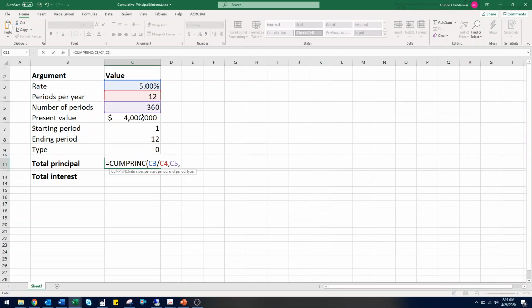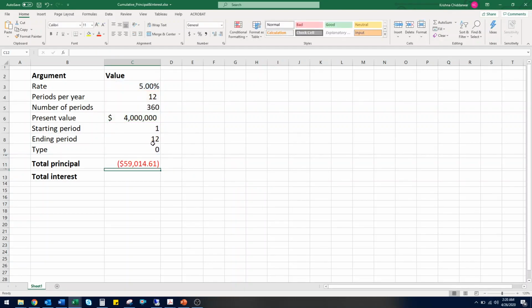present value, that's the amount of money we would be borrowing from a bank or other businesses. And starting period as 1 in cell C7 and end period of 12 in cell C8 and type 0, assuming we would be paying the loan payments at the end of the month. Right parenthesis and enter. So the total cumulative principal you would be paying is close to $60,000 or $59,000. The negative sign indicates it's a cash outflow.